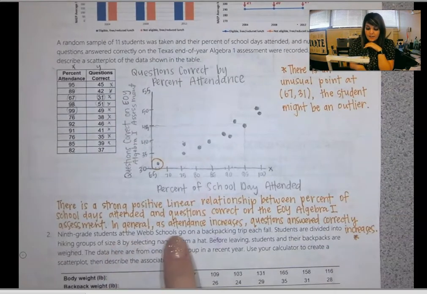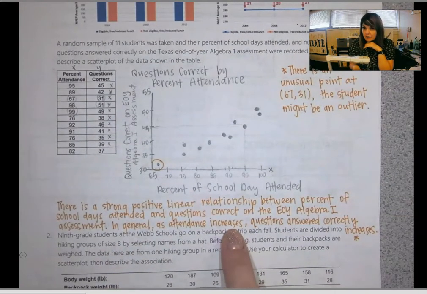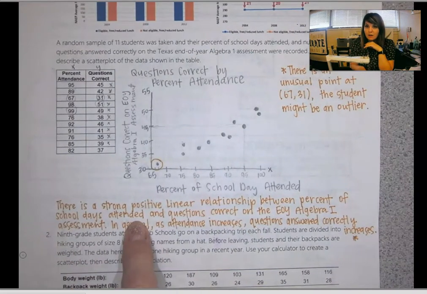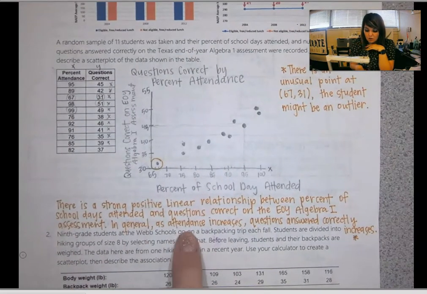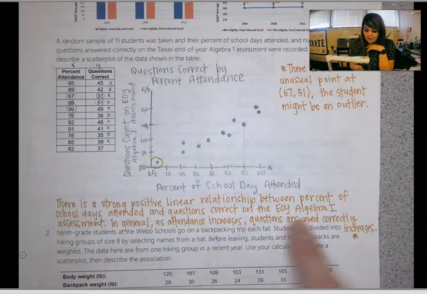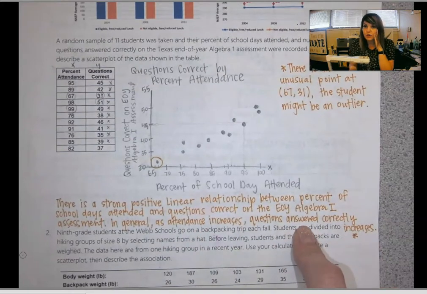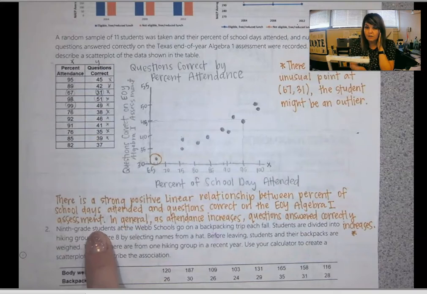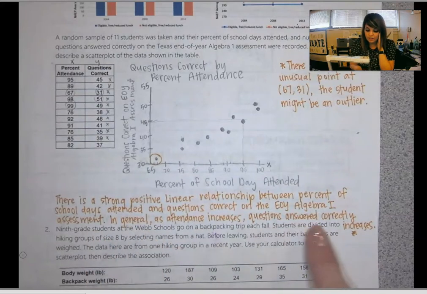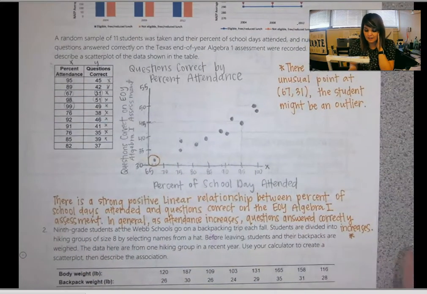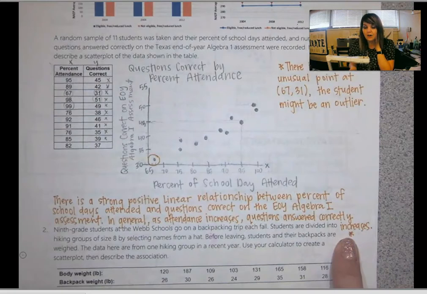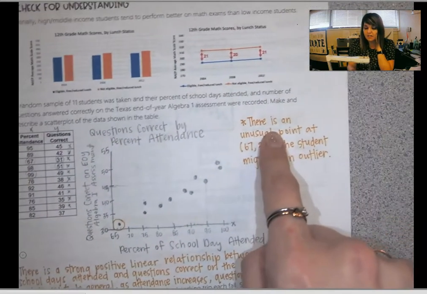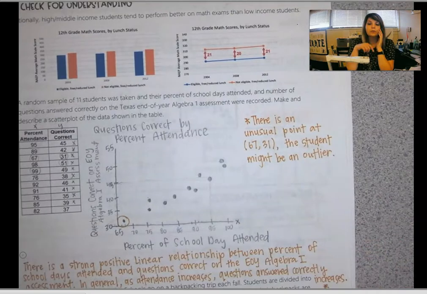So now when I say in general, as attendance increases, well, I don't need to say school days attended because I was already specific and said that. So I can just say attendance here and questions answered correctly here. So you have to take the long way in the first sentence, and then you can take the short way in the second sentence. Then I needed to add on one thing, but I ran out of room. So I wrote an asterisk here, and this is what I would have included afterward.